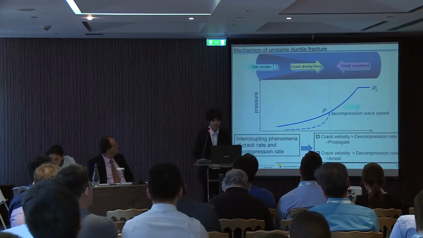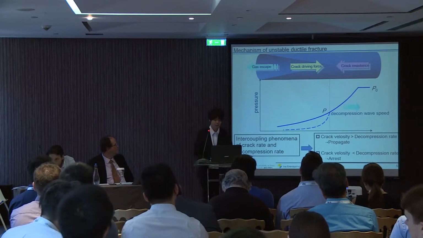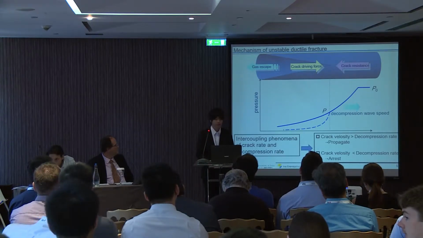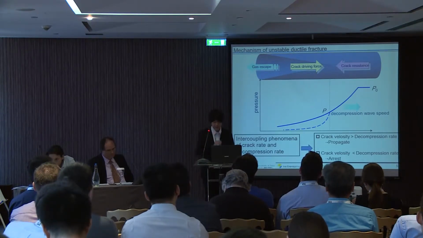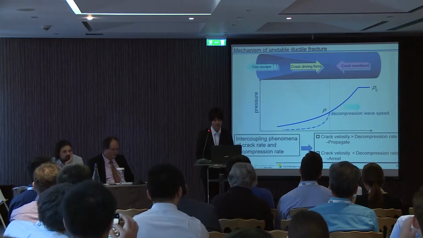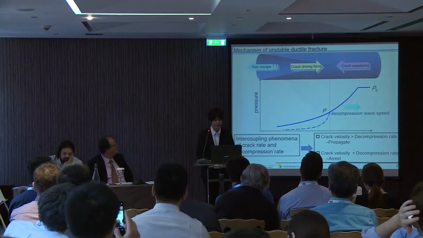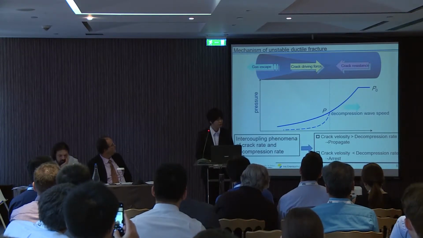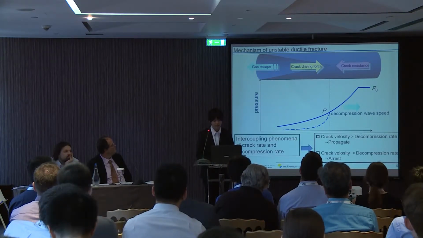I explain the mechanism of unstable ductile fracture. As shown here, unstable ductile fracture is a mutually coupled phenomenon of gas decompression and crack propagation. And if the crack velocity is faster than the gas decompression rate, the crack propagates.